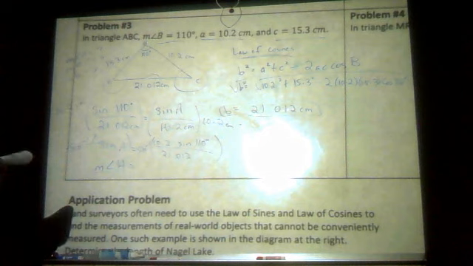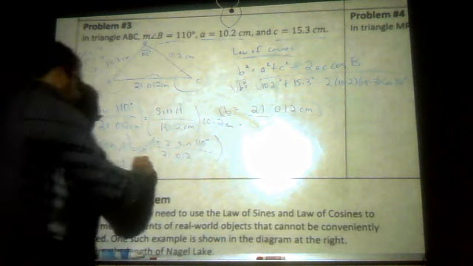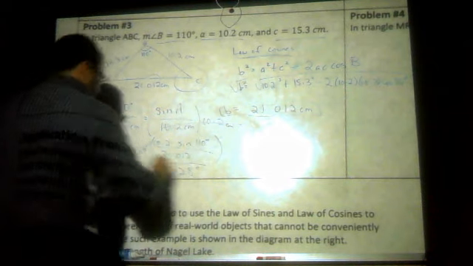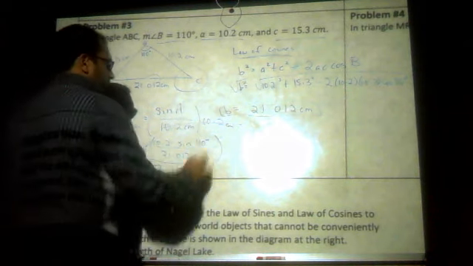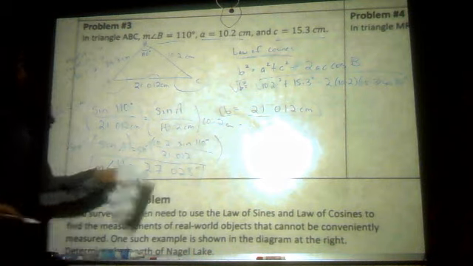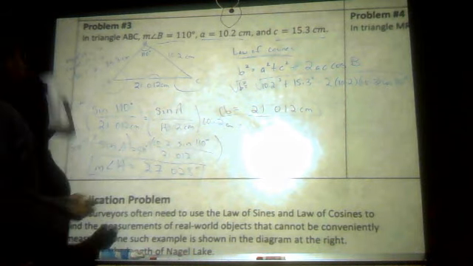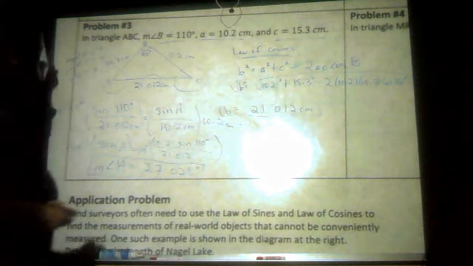So what do we get when we solve for that? You should get 27.028 degrees. Make sure that you're able to come up with these values. 27.028 degrees. Awesome. Do we have anything else to solve for? Yes, we have angle C.